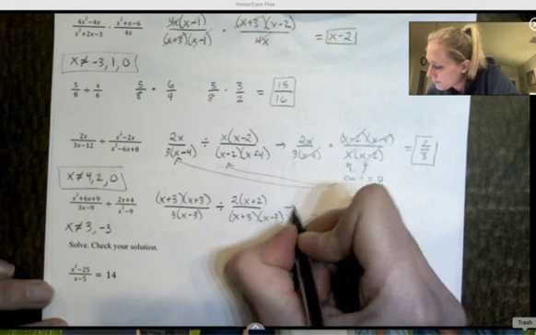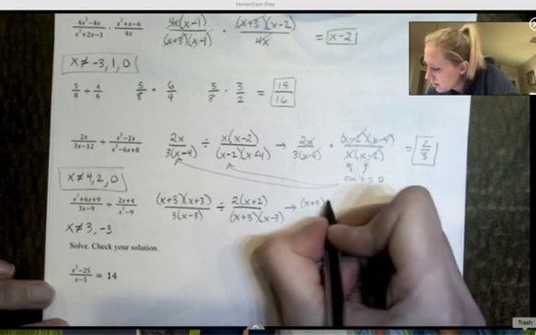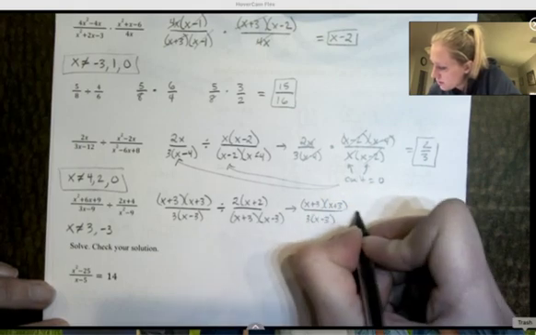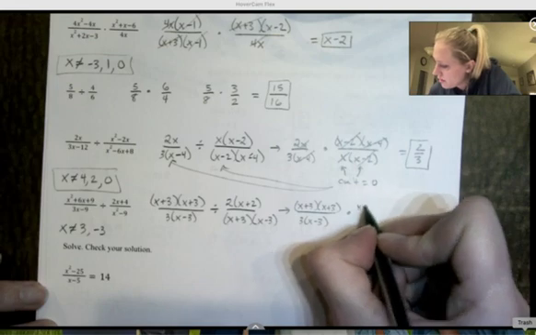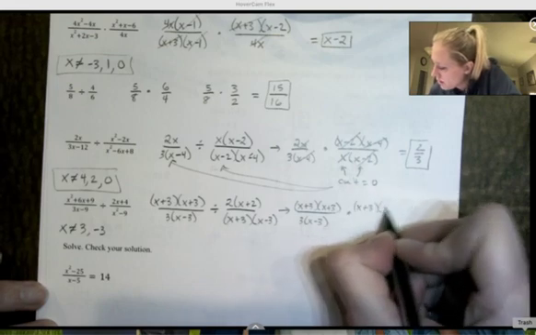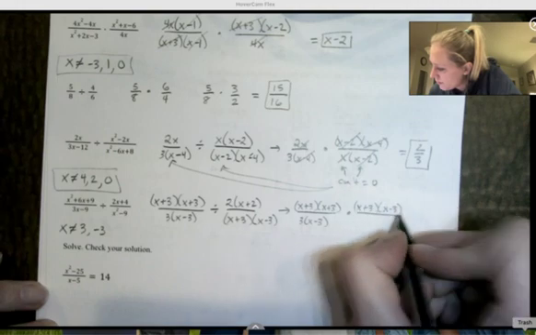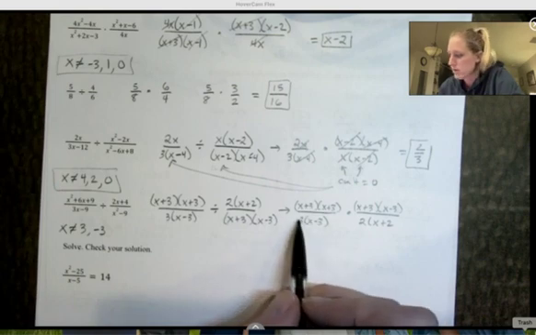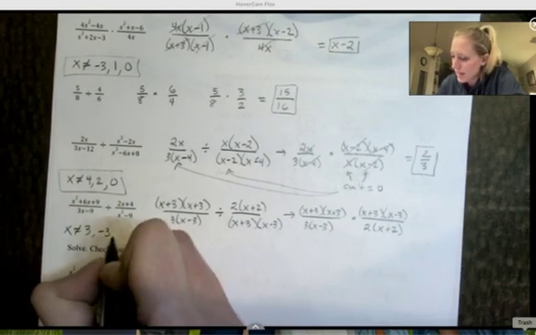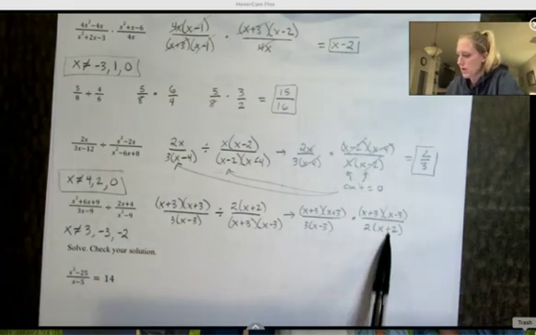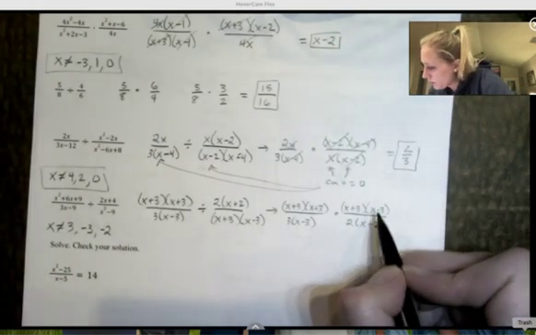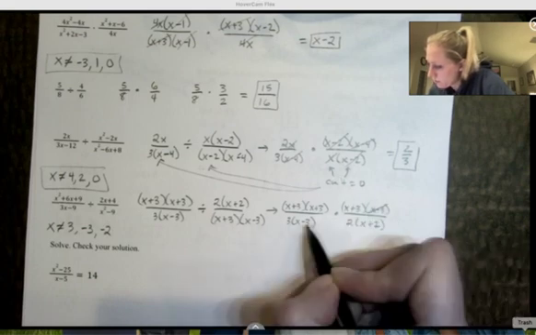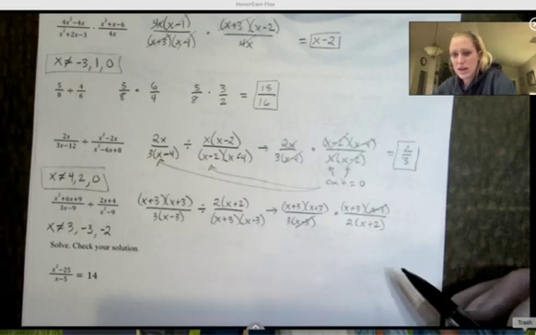So now I have first fraction's the same. Change to multiplication. Okay, so now check again. So I already have x cannot be 3. This one, though, x could not be negative 2. So I need to add that one in there. Okay, let's do some canceling. So here I have x minus 3's that can cancel. And I think that's it.